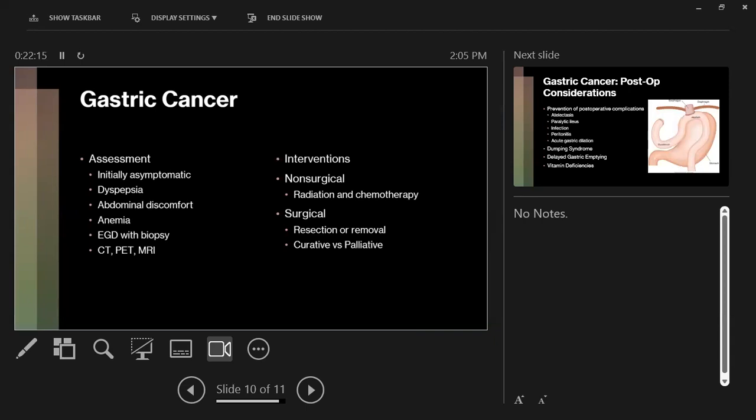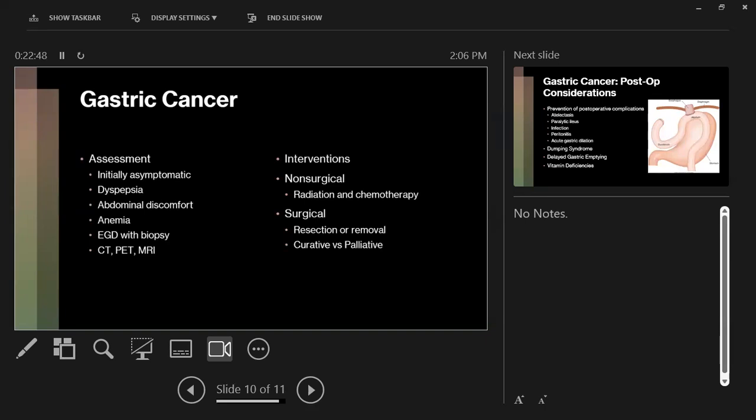Okay, assessment of these patients. Typically, patients with gastric cancer are initially asymptomatic, which does make it more difficult when it comes time to treat. When they are diagnosed, the disease has usually progressed, and we see some of that metastasis that was discussed on the previous slide. If they do present with symptoms, initial symptoms include dyspepsia or abdominal discomfort. And then eventually we'll see different anemias related to poor absorption of iron and vitamin B12.